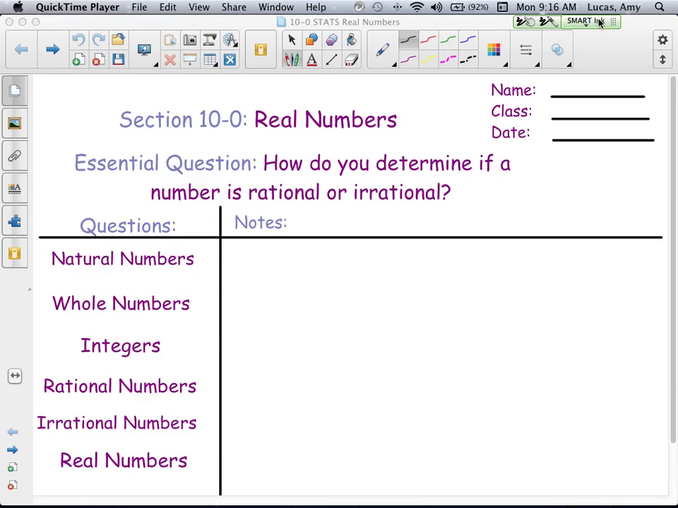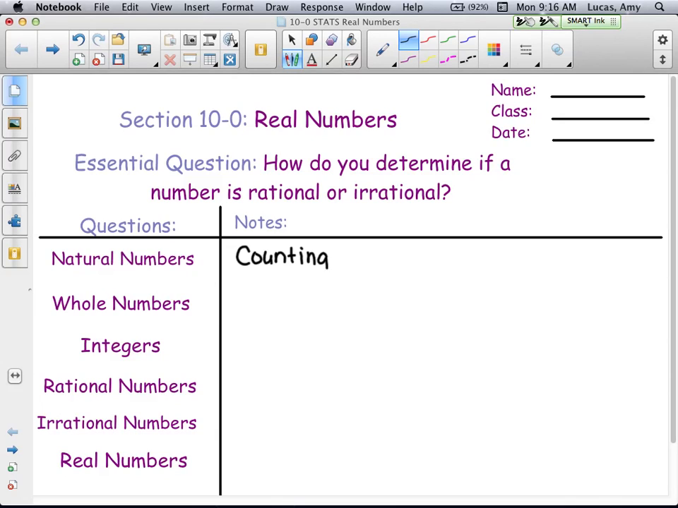When you're really, really little, the first numbers that you learn are called the counting numbers, and they start with the number 1. So natural numbers are counting numbers. So they are 1, 2, 3, and so on. Then, when you are maybe in kindergarten, after you've learned about those natural numbers, counting up to 20 or maybe even up to 100, they teach you about one more number.